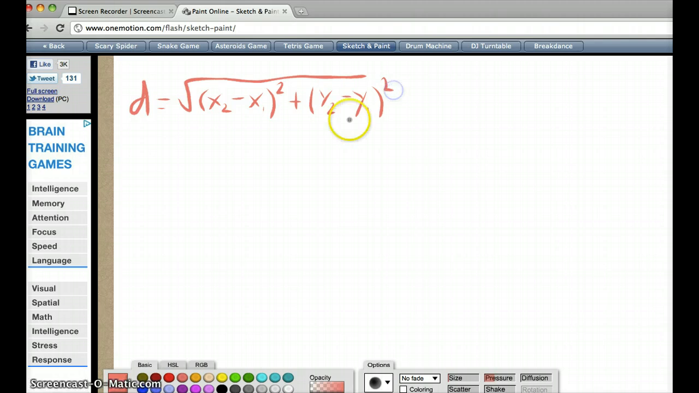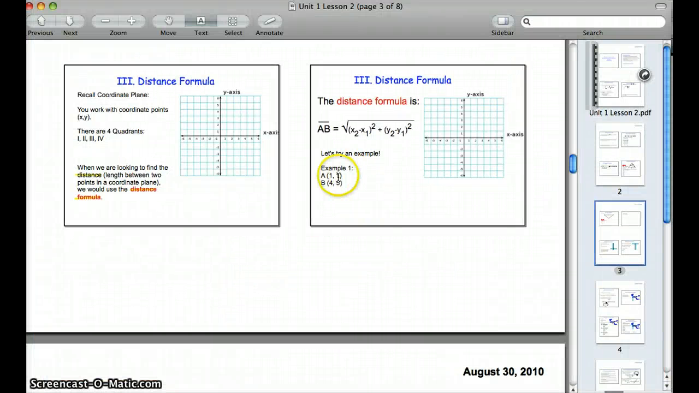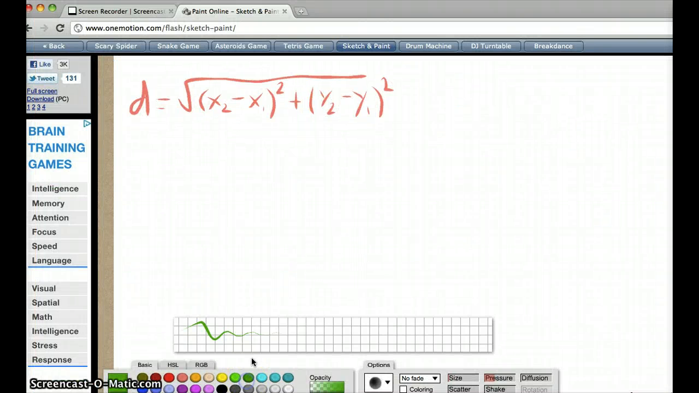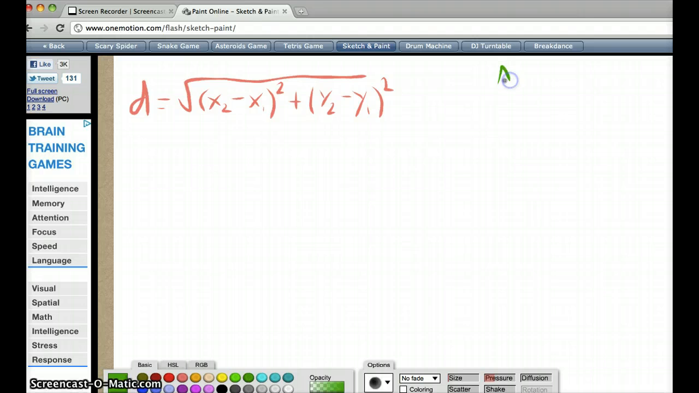All right, so let's see what they give us for our x and y. So our x and y for the first pair is 1 and 1 and 4 and 5. So let's go ahead and do that. So A is 1, 1. Okay. And then B is 4 and 5. All right, so let's go ahead and plug that in.